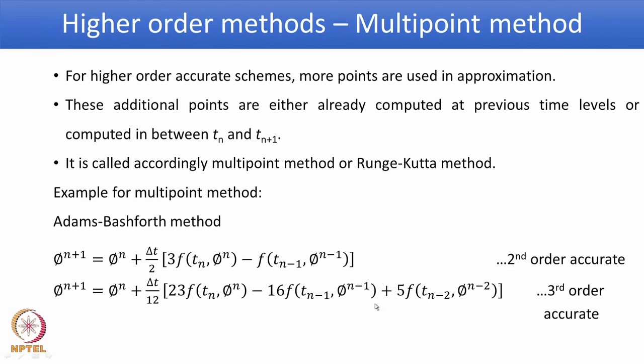And how do you obtain these coefficients? 3, 23, 16, 5. I already mentioned, by using a Taylor series expansion even for time, you are able to construct these methods. So, the first one uses only the immediate previous time level, and it becomes second order accurate. The second one uses 2 time levels before, and it becomes third order accurate. One more observation: all these use previous time levels, hence it becomes an explicit scheme. So, with the Adams-Bashforth scheme, you are able to obtain explicit second order as well as third order.